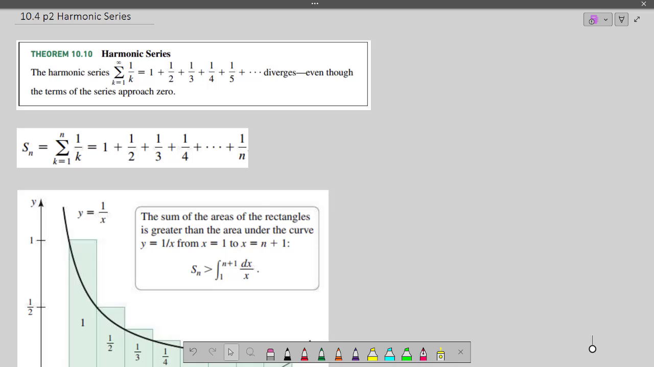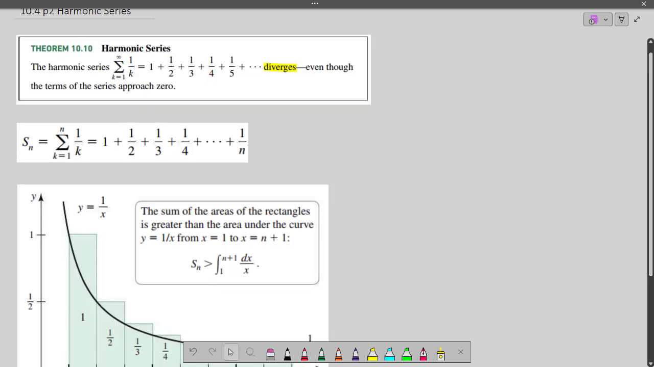So here is that classic harmonic series. So 1 plus a half plus a third, etc. And this diverges even though the terms do go to 0. So this is a really good series to have in your mind because it's a counterexample of, well, the terms are going to 0, it must converge. No, this is a counterexample. The terms are going to 0, but it diverges.